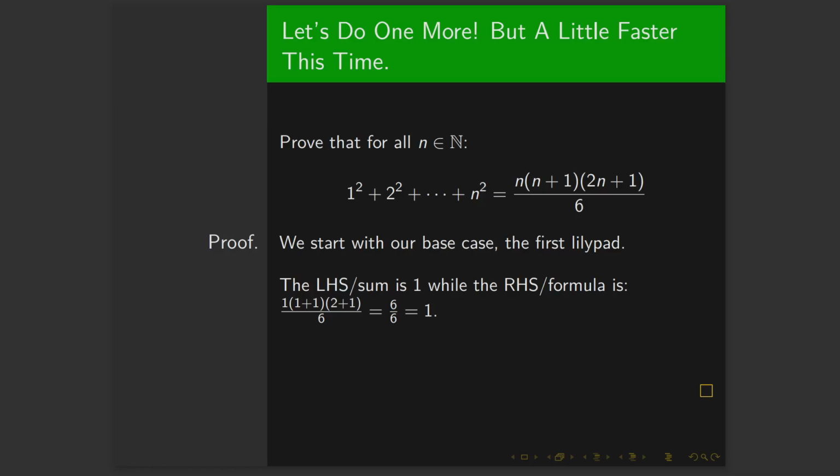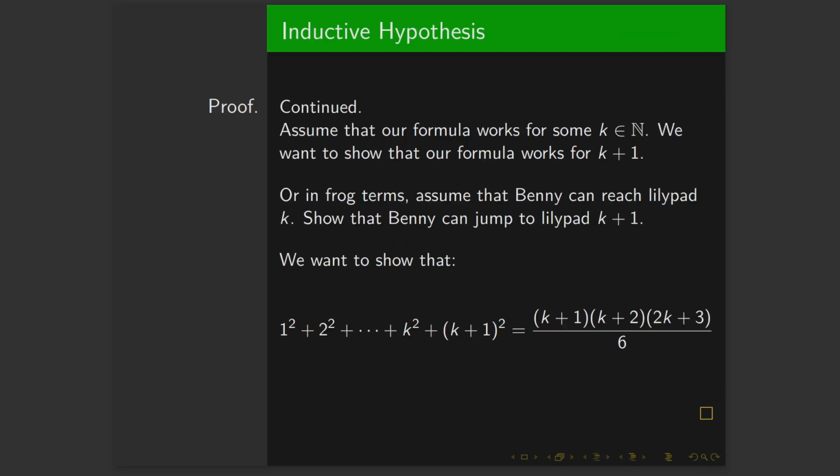So the left-hand side, our sum is 1, because 1 squared is just 1. While the right-hand side is 1 multiplied by 2 multiplied by 3, all divided by 6, which is actually 6 over 6, which is 1. So we're good. Now we go on to the inductive step.